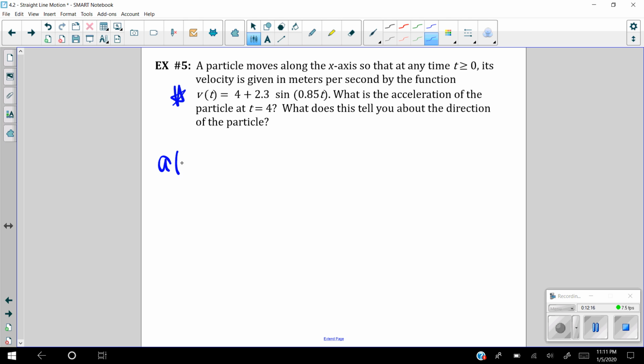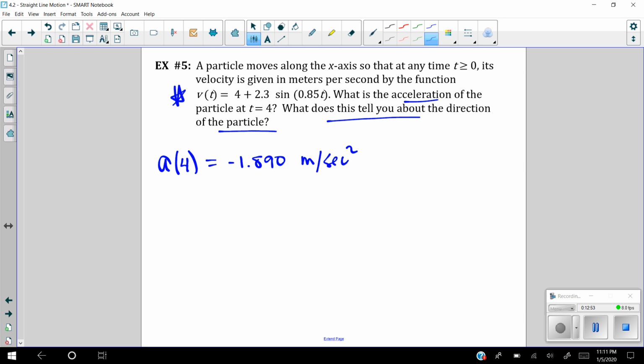So the acceleration at 4 is negative 1.890. And we could say that's feet per, actually it's not, it's meters, isn't it? Shoot. Okay. So, where's the erase? Here. Meters per second squared. Now, it says, what is the acceleration of the particle at t equals 4? Okay, we got that. What does this tell you about the direction?